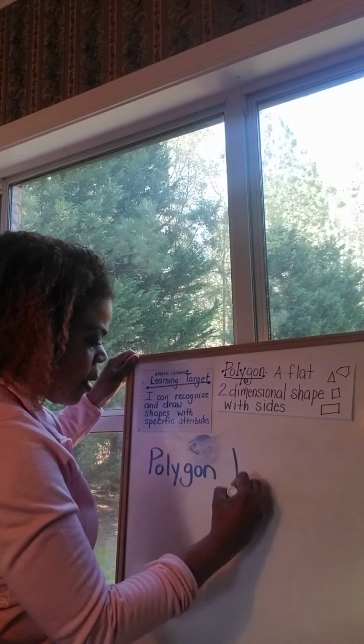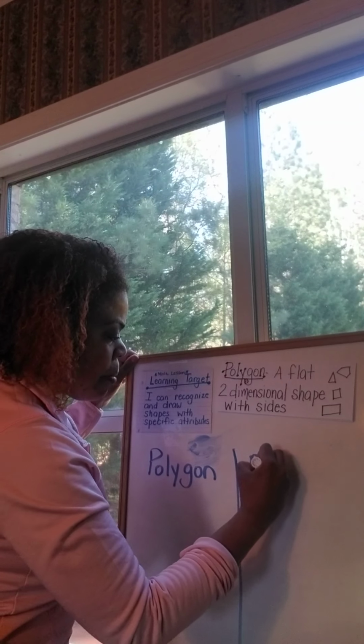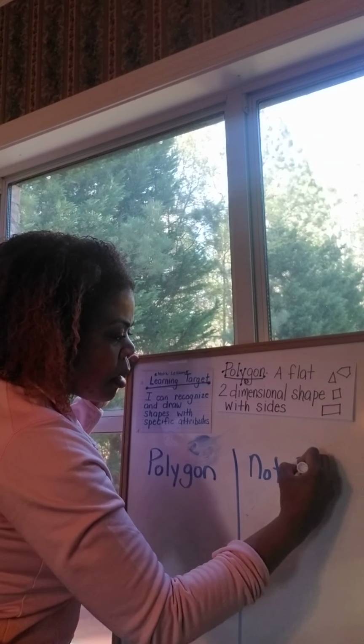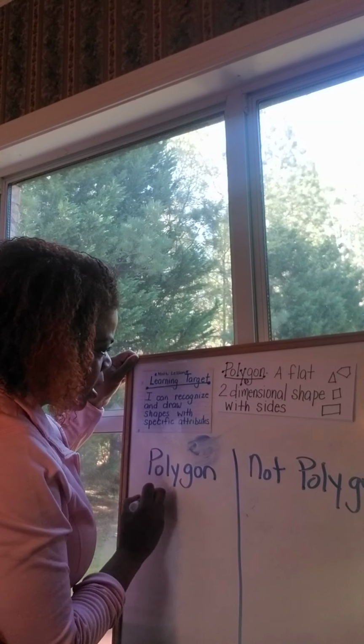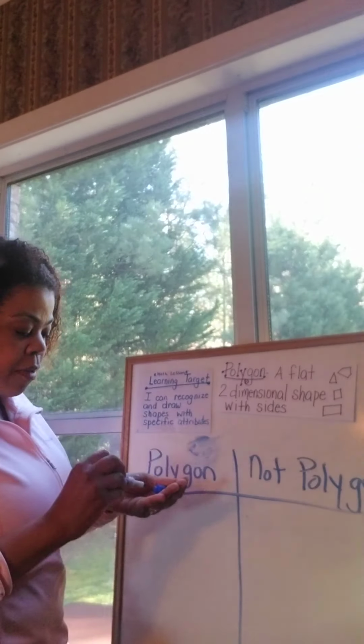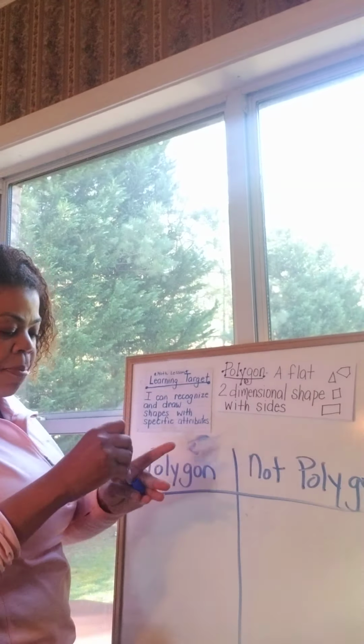And I'm going to put not polygon. Okay, so let's go ahead and sort these shapes. We're going to leave that definition of a polygon up there so we can figure it out. Okay, so remember, a polygon is a flat two-dimensional shape with sides. So let's look at this one. Let's look at this one. Here is a, what is this? A square. Is a square a flat two-dimensional shape with sides? Yes, so we're going to put it on the polygon side.